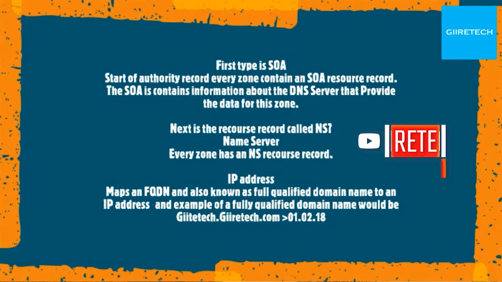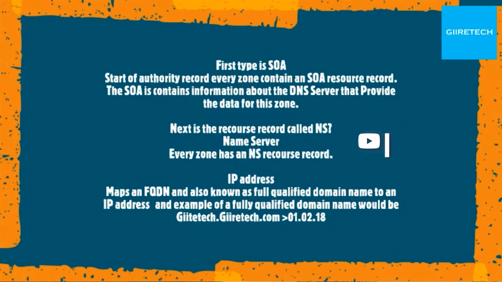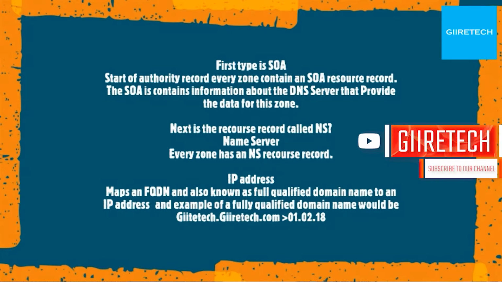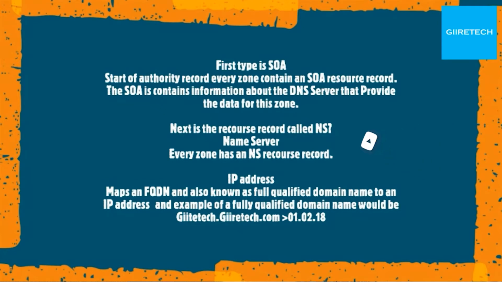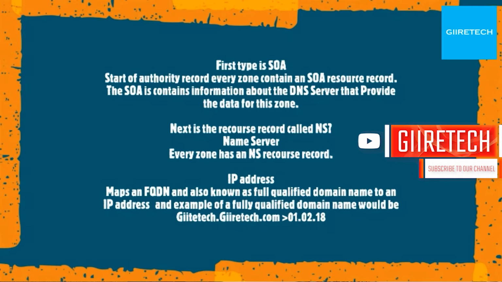First type is called SOA, Start of Authority record. Every zone contains an SOA resource record. The SOA contains information about the DNS server that provides the data for this zone.